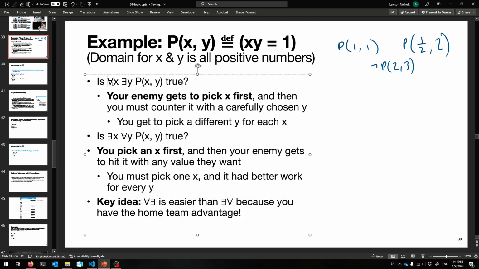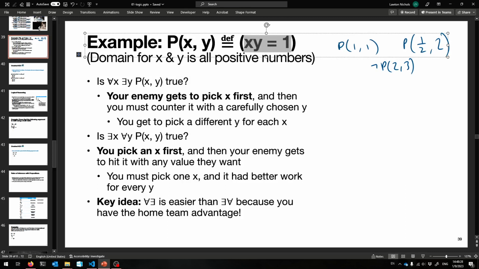So let's think about this. Is it true that for all x, there exists a y such that P of x and y? Is that a true statement? Thinking about this in terms of a game, your enemy first gets to pick x, because that's for all quantified. Then it's your turn, because it's a there exists next. This quantifies over every x. Your enemy's going to pick a horrible one, and then you have to counter it no matter which one they pick. You've got to find some y such that x times y is equal to 1. So is it true that you can always do that? Your enemy gets to pick x first, and then you must counter it with a carefully chosen y.